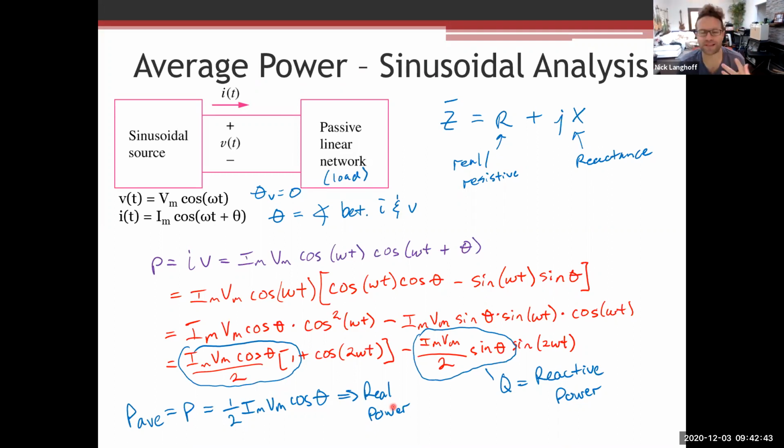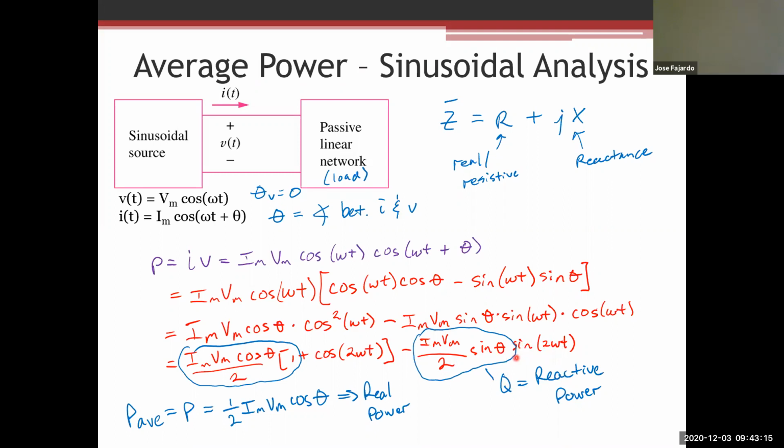It's the only power that's actually delivered to the load. There is other power being exchanged between the power source and the load, and that's a continuous give and take of power, right? And we call that reactive power. So the component here, Imax times Vmax over 2 times the sine of theta, we call that Q. That's the reactive power, and we see that it's oscillating at this sine of 2 omega t term here.